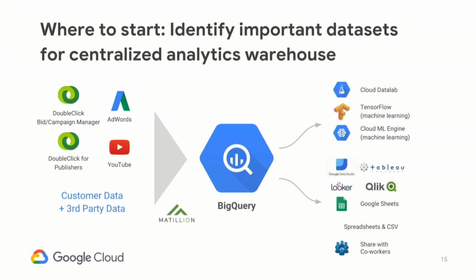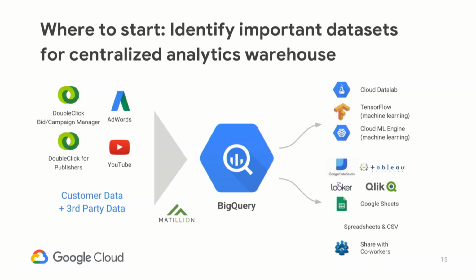So how do you get started? I think the best way to think about this is to think about the data sets that you want to bring in, and then think about how you can get them into BigQuery. One great starting point is with the Google advertising data sources. So we have a service called the BigQuery Data Transfer Service, which automatically brings in data from YouTube, DoubleClick, AdWords, automatically into BigQuery in a scheduled manner multiple times a day.